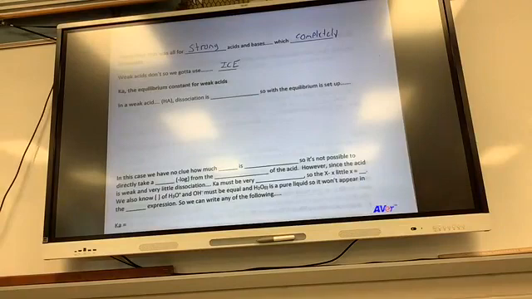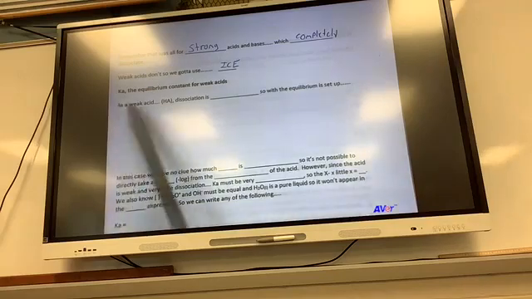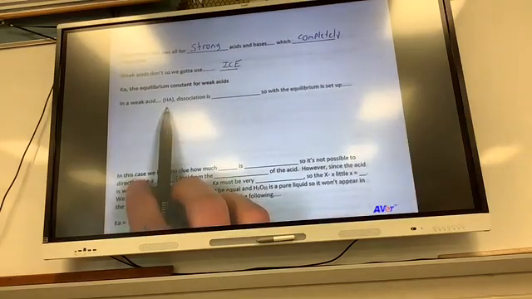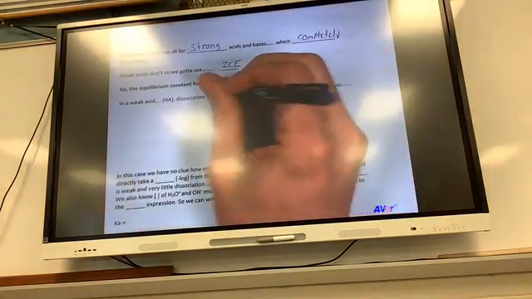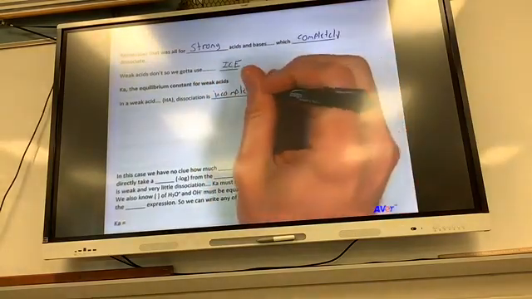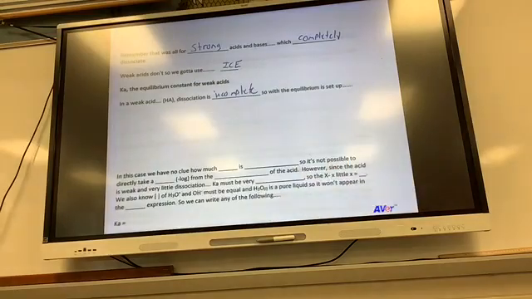So another Ka. There's two Ks. There's Ka and there's Kb. Ka is the equilibrium constant for weak acids. So the higher the Ka, the stronger the acid. The lower the Ka, the weaker the acid. Pretty easy to remember. In a weak acid, HA, dissociation is incomplete.